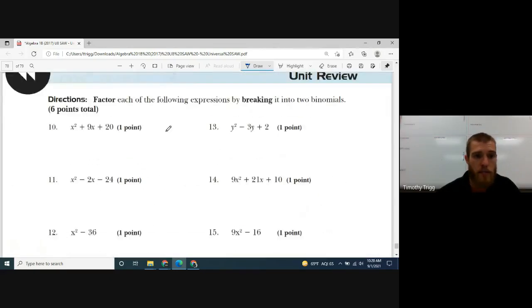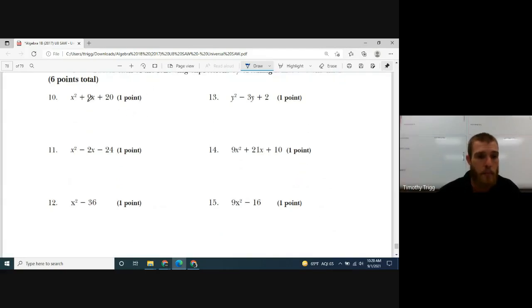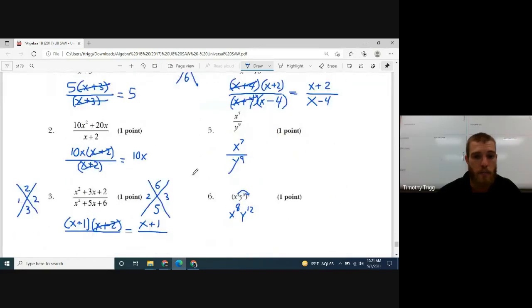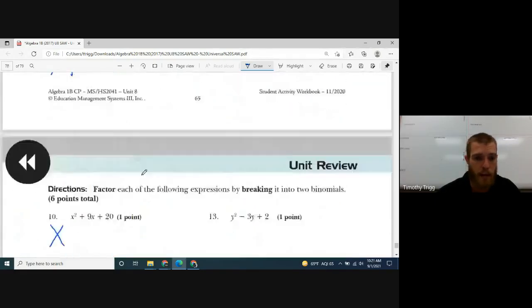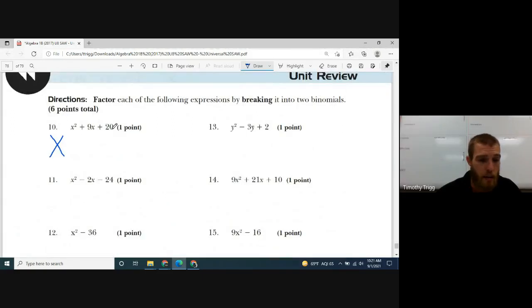All right, so here we have some more factoring. Factor each of the following expressions by breaking into 2 binomials. So this is very similar to some of what we did in the previous part. We would set up with the magic x. So hopefully you remember from when we were doing these ones how to set up these x's, right? How to factor these. So again, this last number, 20, will go on top. The middle number goes on bottom, and you're looking for 2 numbers that multiply to give me 20, but add up to give me 9. So see if you can figure that out for a second.